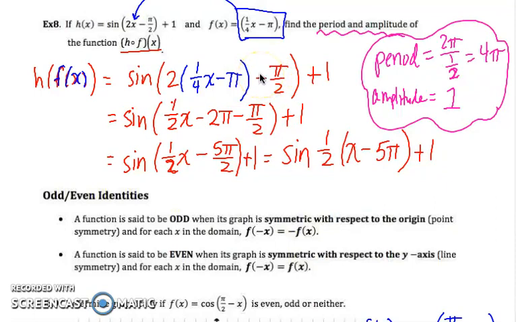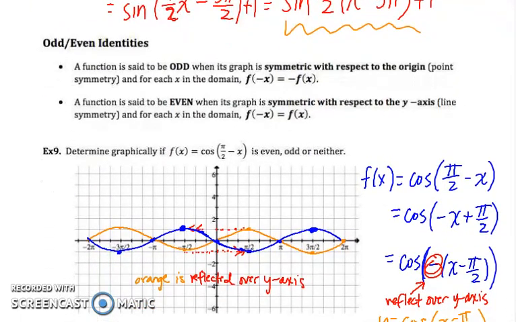I simplified it. When you simplify it, you should have gotten this trig function, sine 1/2 of x minus 5 pi plus 1. So what's the period? You should have gotten a period of 4 pi, and you should have gotten an amplitude of 1. Okay, even and odd identities.